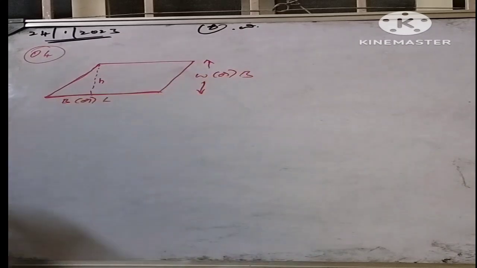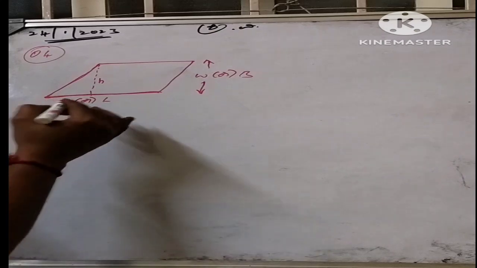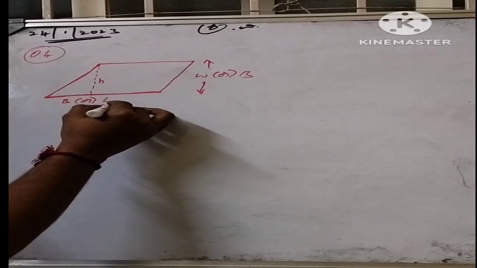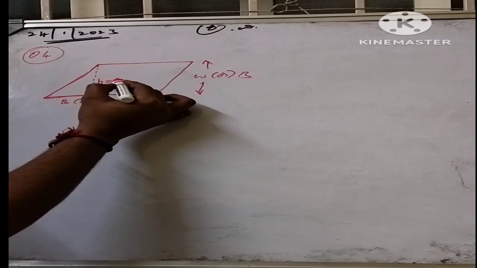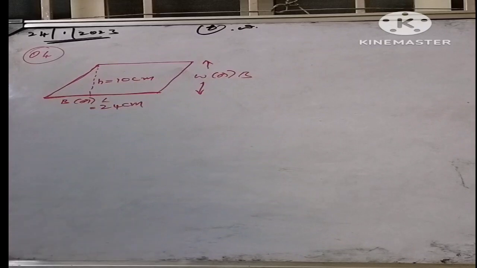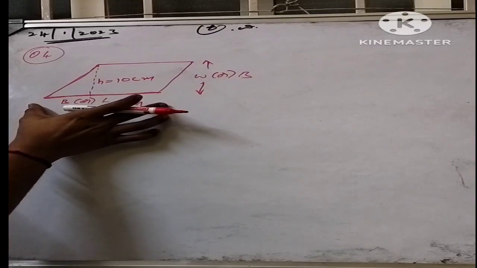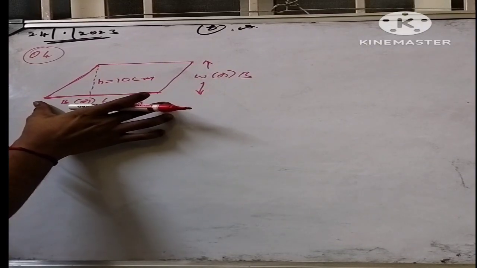So he is saying that the parallelogram has a base of 24 centimeter. They have given 24 centimeter as the base or length, and the corresponding height is 10 centimeter. The height has been mentioned as 10 centimeter. This one is a single flooring tile. This one is a single tile.